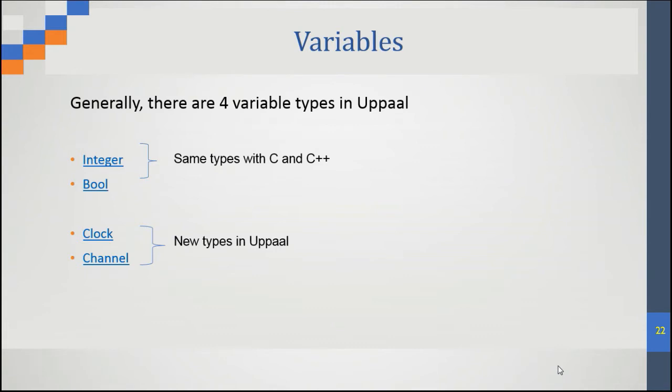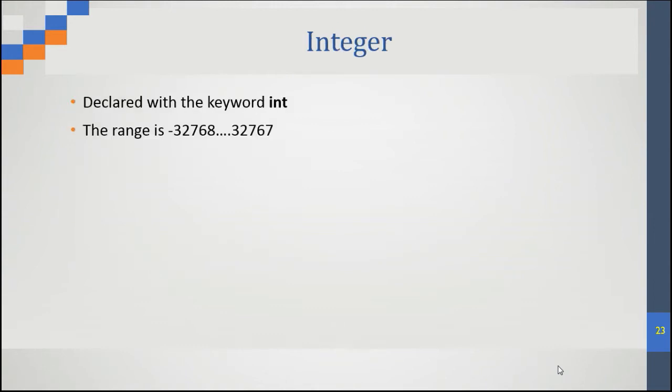As you know, clock is used to control the timed automata, while the channel is used for communication between the timed automata. So let's see the first type, which is integer. The integer starts with the keyword int, and the range of this number is from minus 32,768 to 32,768. By default, if you don't specify the range of this type, it will take the range from minus 32,000 to 32,000.